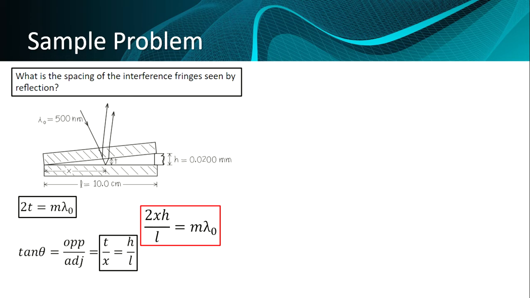So let's substitute what we've got here. We will have 2xh over L equals m lambda naught. So we just substituted our value for t, which is t equals xh over L. Understood? Next, from this, we can derive the equation and get this one: 2xh is equal to L m lambda naught.